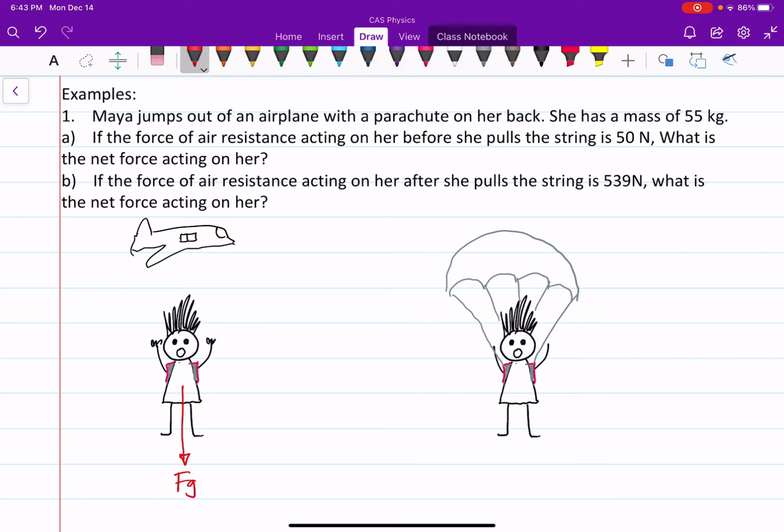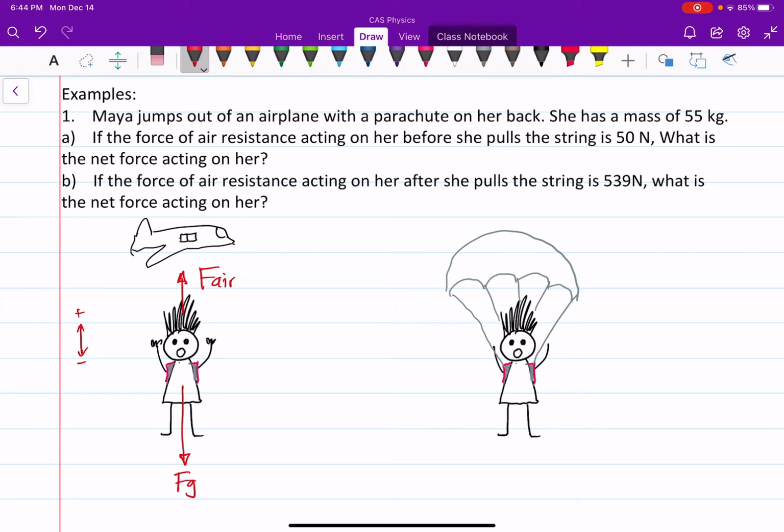And then the force of air resistance is working against my falling. As I'm falling through the air, air resistance is trying to slow me down in a sense. So you can say that the force of air resistance is acting upwards. These are the two forces acting on me. If I choose a sign convention, I would say up is positive and down is negative. We can do it like that.